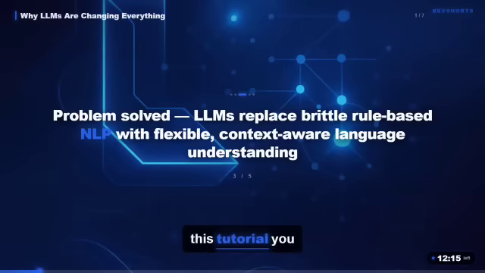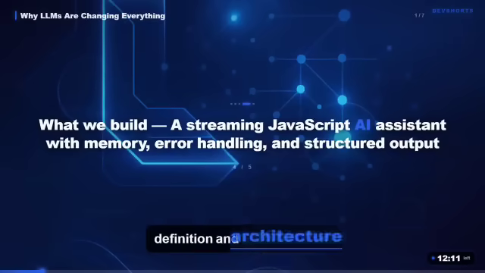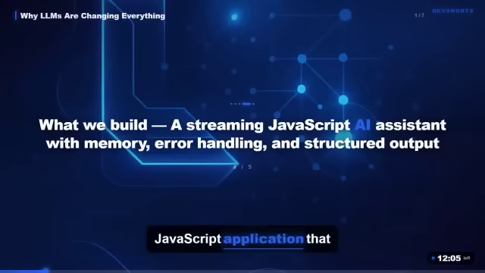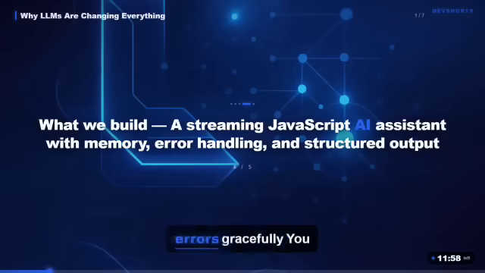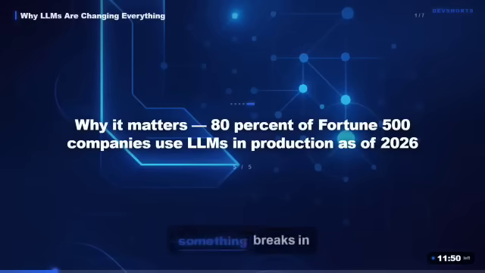In this tutorial, you are going to get the full picture. We will start with the definition and architecture, move through the main types of LLMs, then build a real working JavaScript application that streams responses from a live LLM API, adds context memory, and handles errors gracefully. You will understand not just how to use an LLM, but why each architectural decision matters, so that when something breaks in production, and it will, you know exactly where to look.